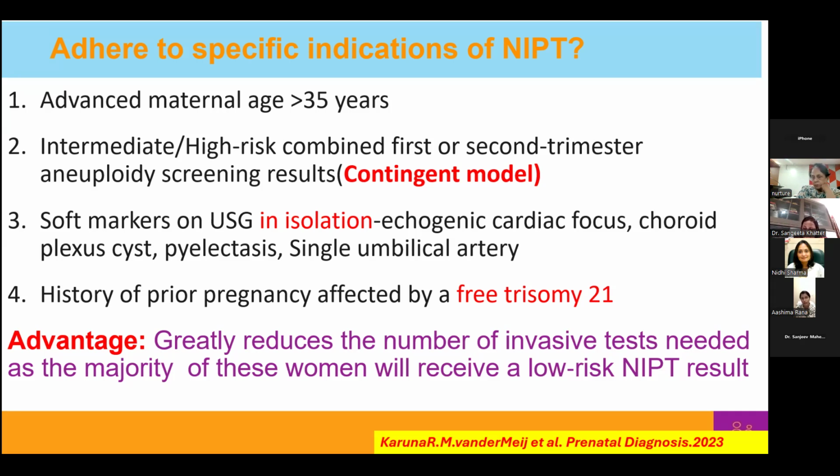Okay, ma'am. Is there any particular number of soft markers? If only one marker is there, we advise NIPT. If there are 2 or more than 2, depending upon the risk, it is advisable to go for amniocentesis. Okay.